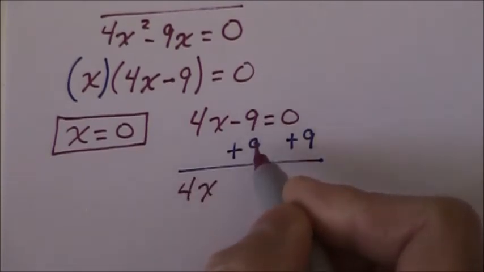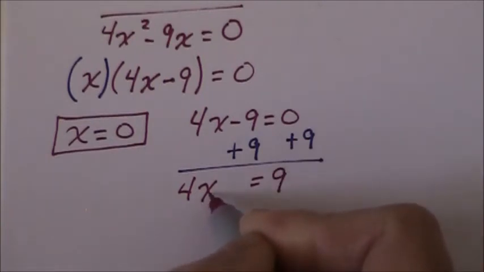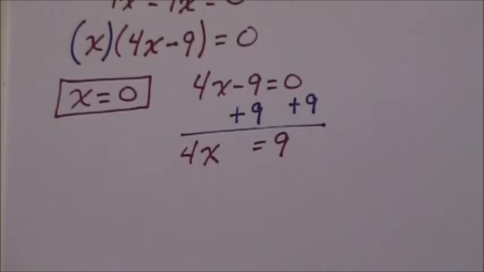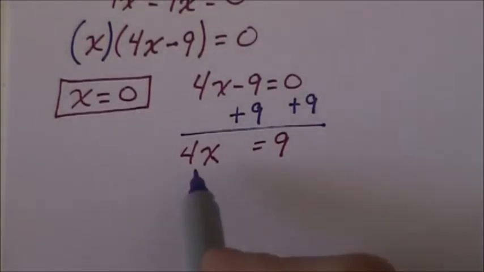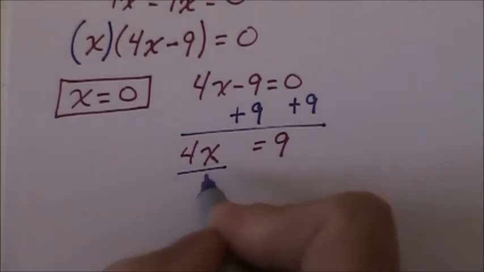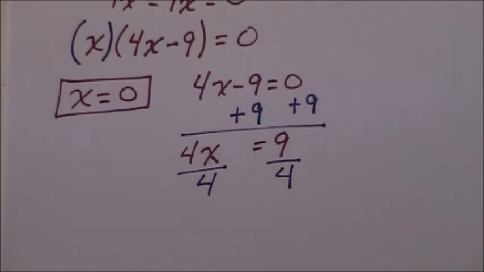That gets us 4x. Negative 9 plus 9 is 0. 0 plus 9 is 9. We call a number and a letter with no sign between them multiplying. The opposite of multiplying is to divide. So we're going to divide both sides by 4. 4 divided by 4 is 1. And we have our x.